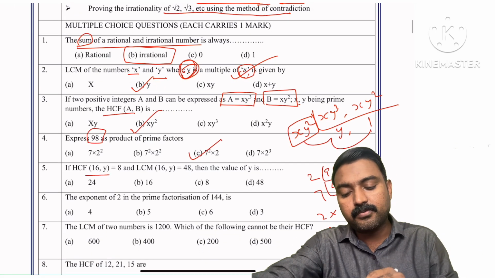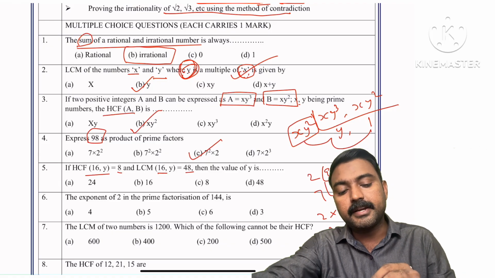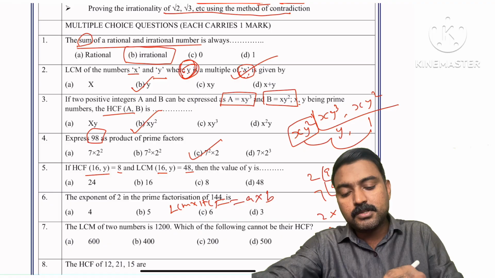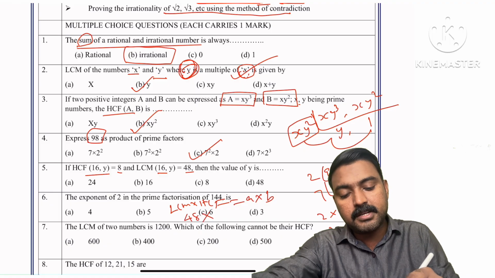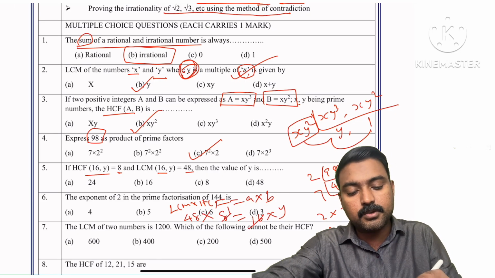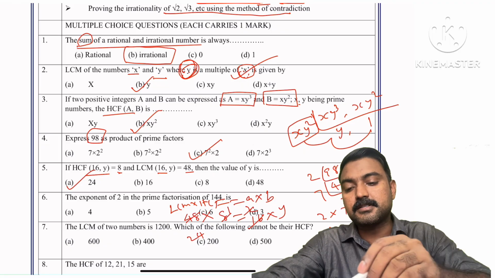Similarly here, HCF of 16 comma y is 8, LCM of 16 comma y is 48. Here we can use the idea LCM into HCF is equal to A into B. In the place of LCM you can write 48, in the HCF place you can write 8, and A means 16, and one number y is missing. So this 16 and 8 you can cancel 2 times, and 48 and 2 cancelling gives 24. So y is equal to 24. This is the correct answer.